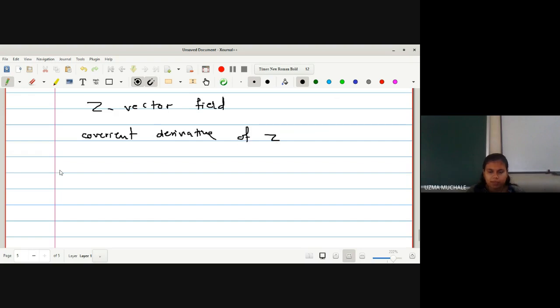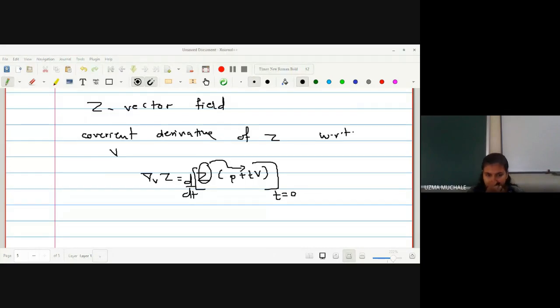The covariant derivative of z with respect to a tangent vector v is given by del_v z. With del_v z we have written this, if you remember, z(p + tv) rate of change. Do you remember? The rate of change, or you can say the initial rate of change, of a vector field z in the direction of a tangent vector v at a point p. This is nothing but your definition of the covariant derivative. Del_v z is the rate of change of z in the v direction.